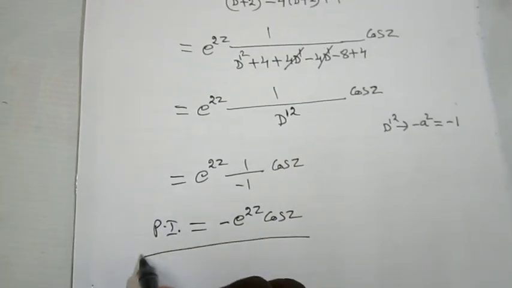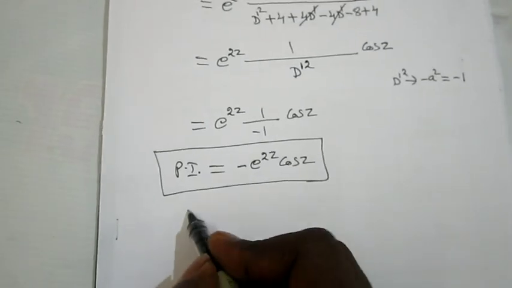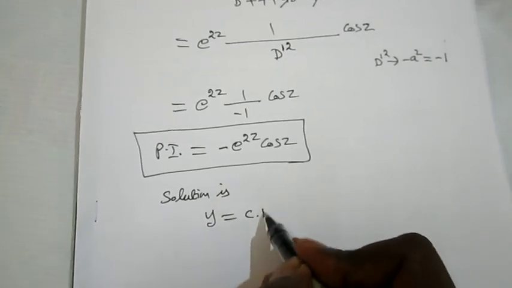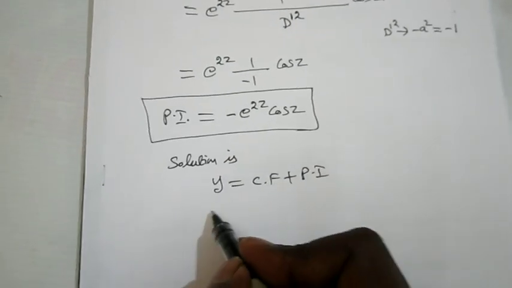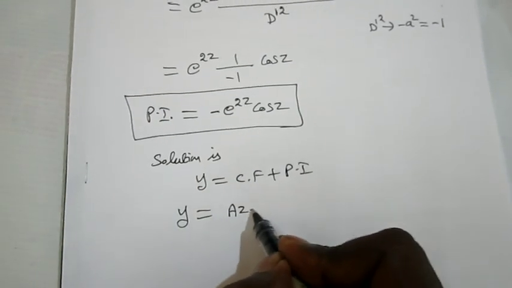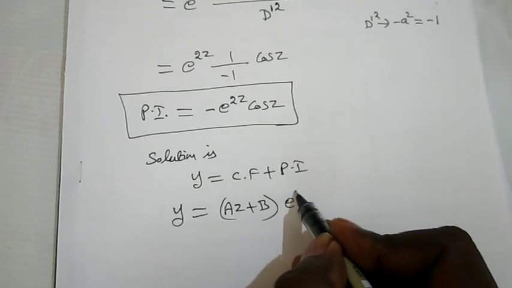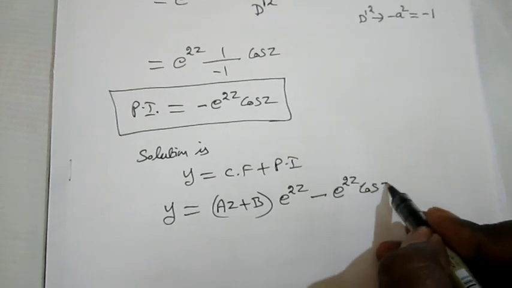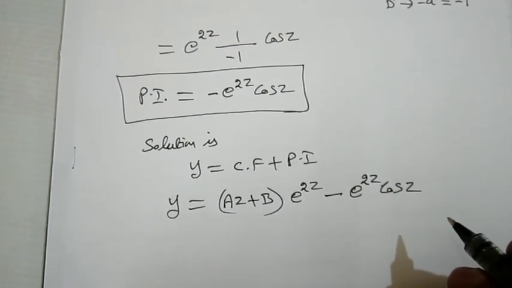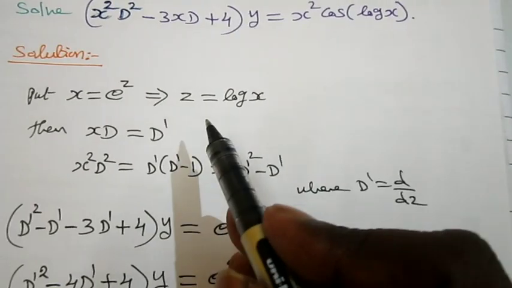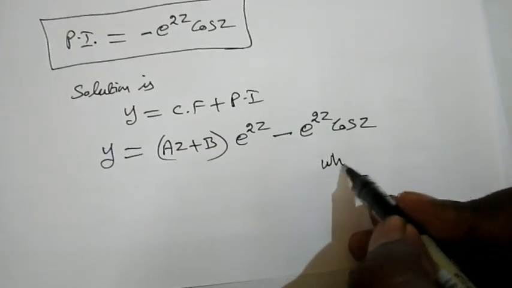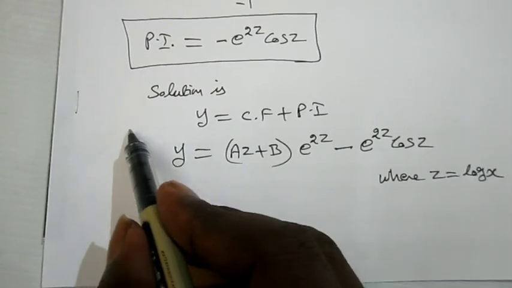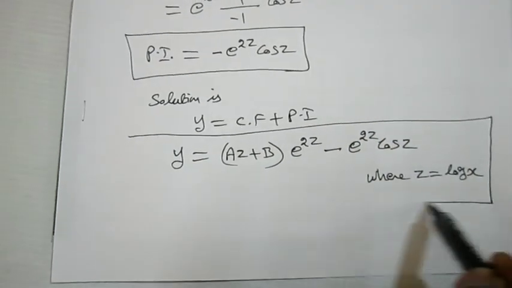So this is the particular integral. Finally the solution is y = CF + PI. So y = (Az + B) e^(2z) − e^(2z) cos z. This is the solution, but it must be in terms of x, so you have to mention where z = log x. The answer must be in terms of x. So this is the solution of the given differential equation.